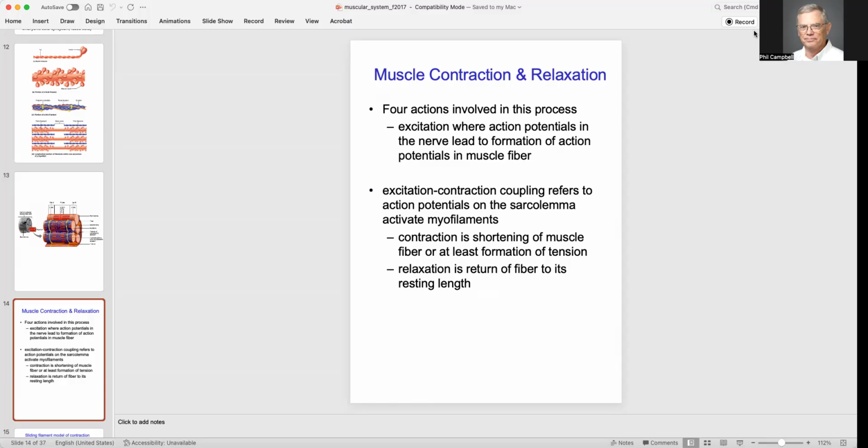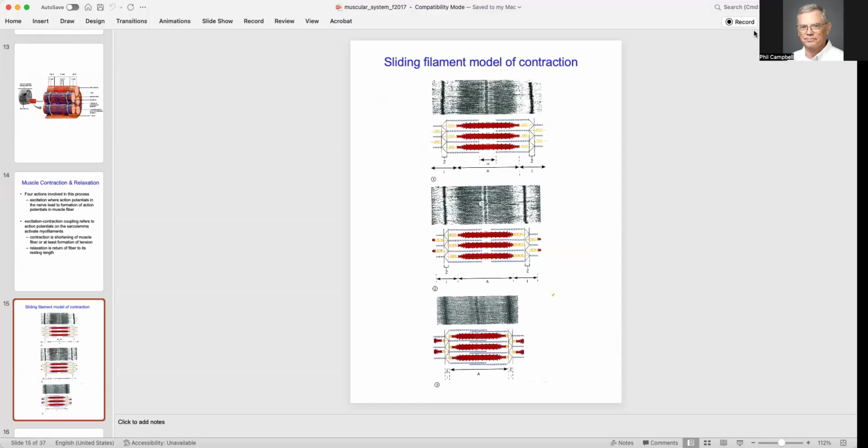So what I want to do is let's talk about what that process is and how you return back to a resting length. So what we refer to this as is the sliding filament model of contraction. Again, the sliding filament model of contraction. As I told you when I was talking about the anatomy, the goal of the myosin heads is to grab hold of the actin, undergo a power stroke, and pull the actin toward the M line.